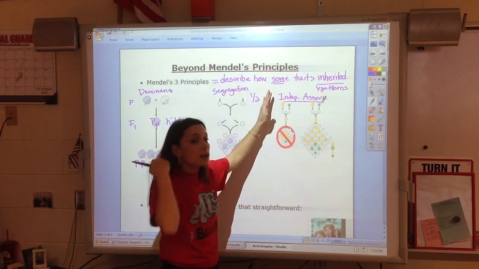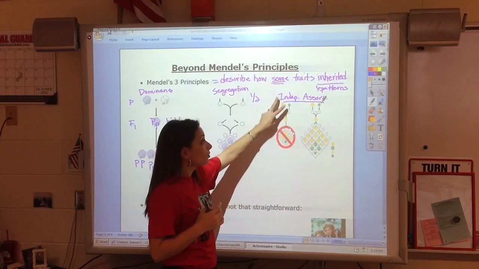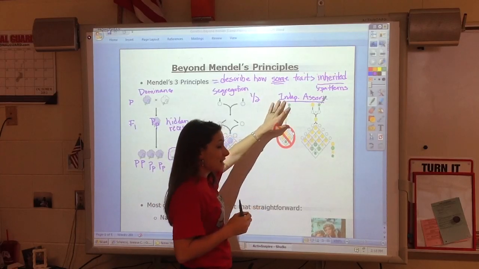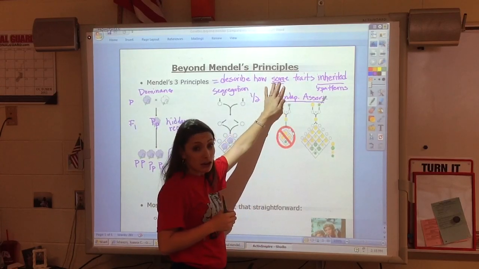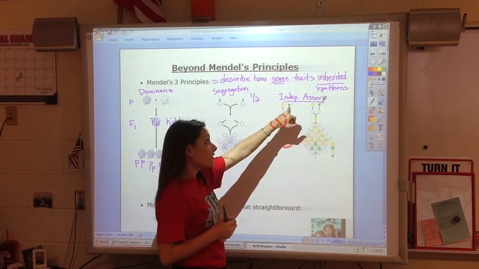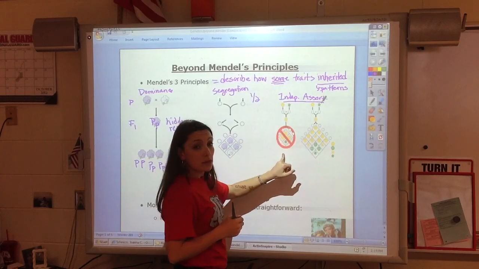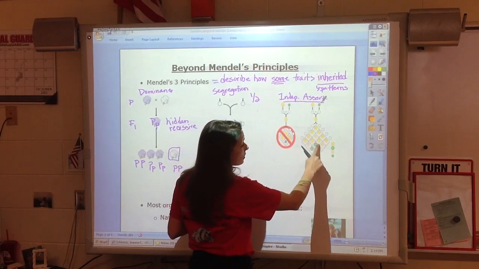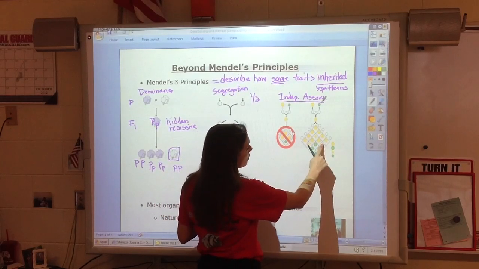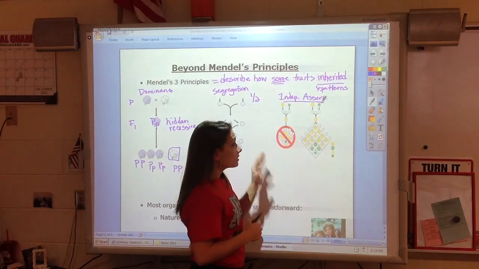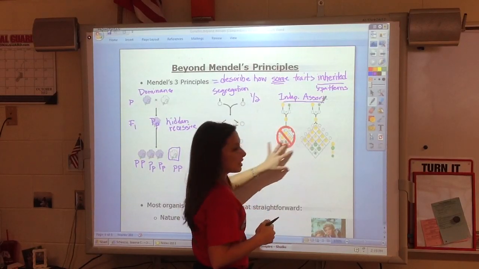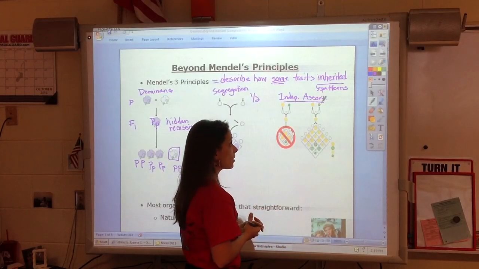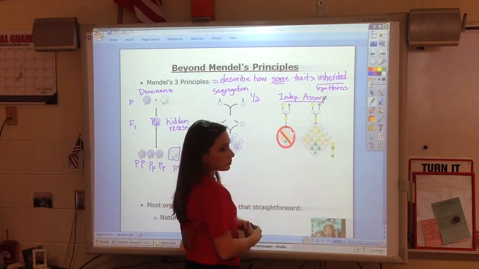And so it does mean that the traits are inherited independently. If I have a green wrinkled pea, that doesn't mean the only way to be wrinkled is to also be green. I can be green and be round. I can be wrinkled and be yellow. And so this is the example of how your traits are inherited mostly independently of each other. So these are Mendel's three principles.